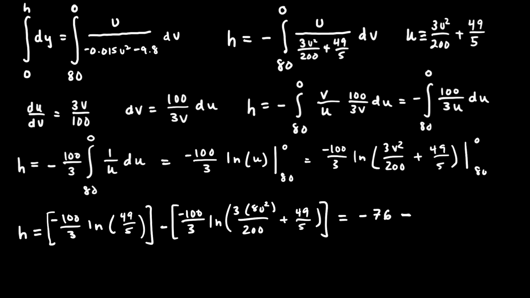And then I have the minus sign between the two sets of brackets. And for the second set of brackets, and I recommend that you do this for yourself, I get negative 155. And so negative 76 minus negative 155 comes out to be about 79 meters.